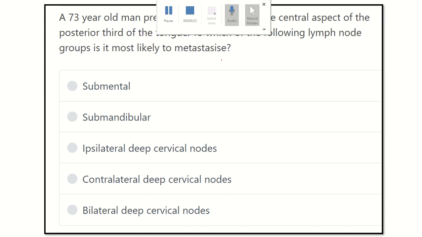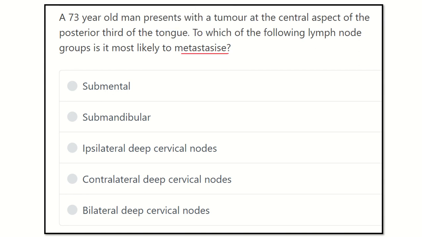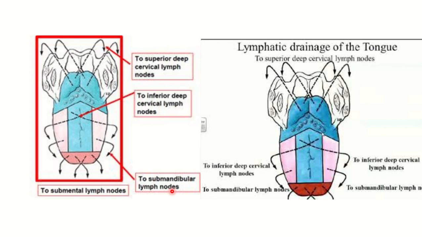So we have to find out the lymphatic metastasis, and this lymphatic primarily originates at the central aspect of the posterior third of the tongue. So first of all, we have to find out the lymphatic drainage, which is located at the posterior third of the tongue. Here the options are submental, submandibular, ipsilateral deep cervical node, contralateral deep cervical node, and bilateral cervical node. So let's see the lymphatic drainage of the tongue.